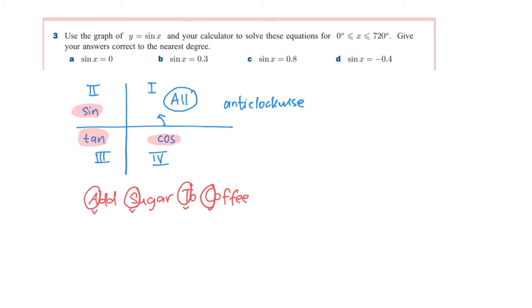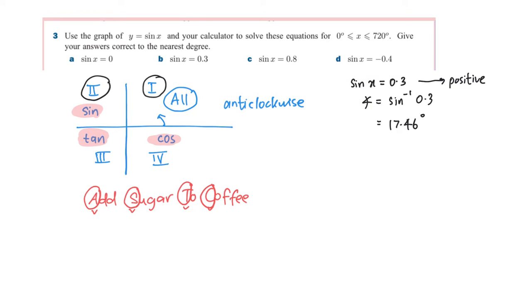Okay, now we're going to choose a question to solve. Let's choose B, sine x equals 0.3. The first step to solve this is to find the reference angle. How to find the reference angle? Shift sine 0.3. You use a calculator, you're going to get 17.46 degrees. This is a positive sine. So from the quadrants on our left, positive is in the first quadrant and the second quadrant.